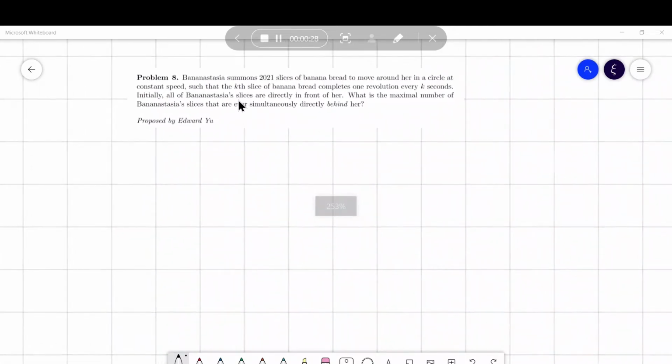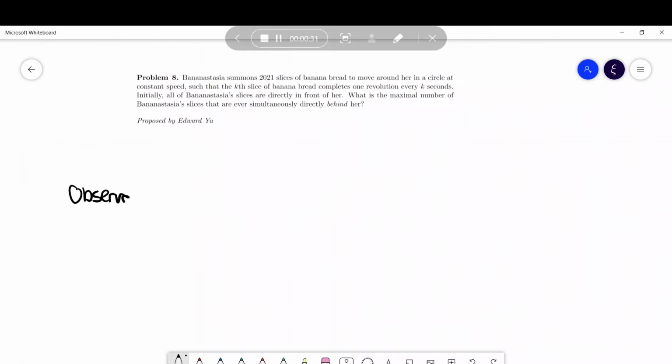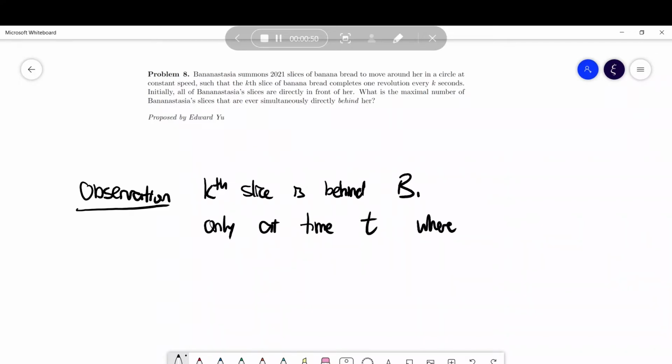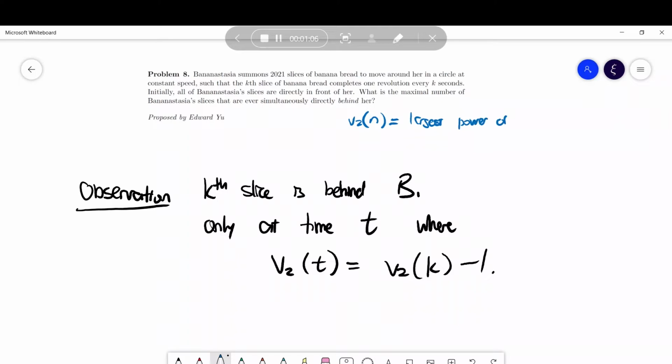So the key observation is as follows. The key observation is that the kth slice is behind Bananastasia only at time t, where v2 of t is equal to v2 of k minus 1. Here we're going to use the standard notation where v2 of n is the largest power of 2 dividing n.